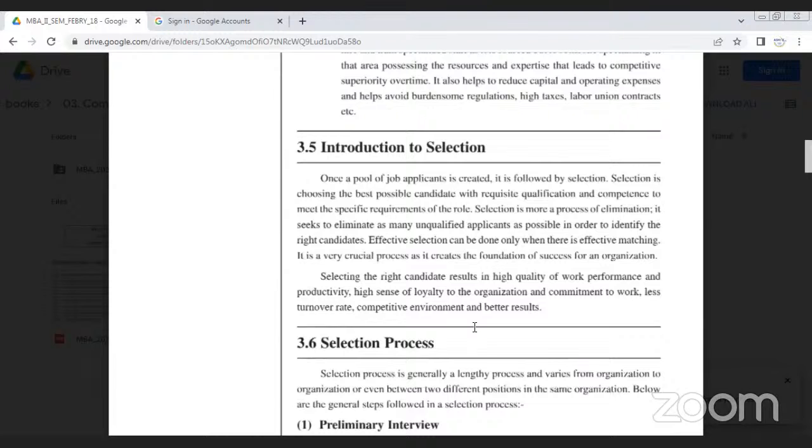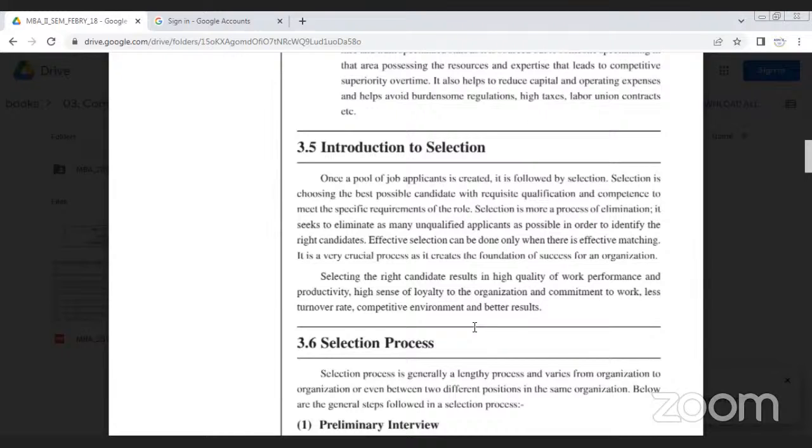Introduction to selection. Once a pool of job applicants is created, it is followed by selection. Selection is choosing the best possible candidate with the required qualifications and competence to meet the specific requirements of the role. Selection is more a process of elimination. It seeks to eliminate as many unqualified applicants as possible in order to identify the right candidates. Effective selection can be done only when there is effective matching. It is a very critical process and it creates the foundation of success for an organization.